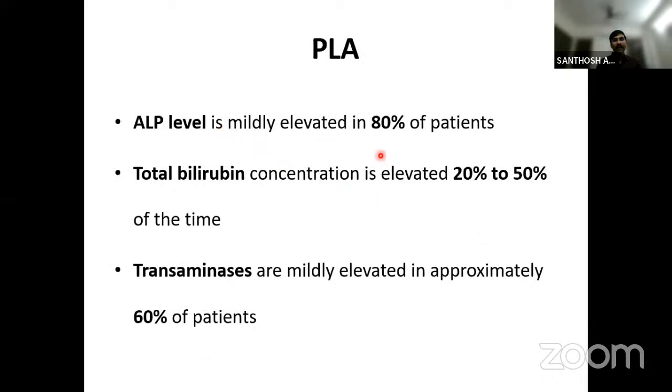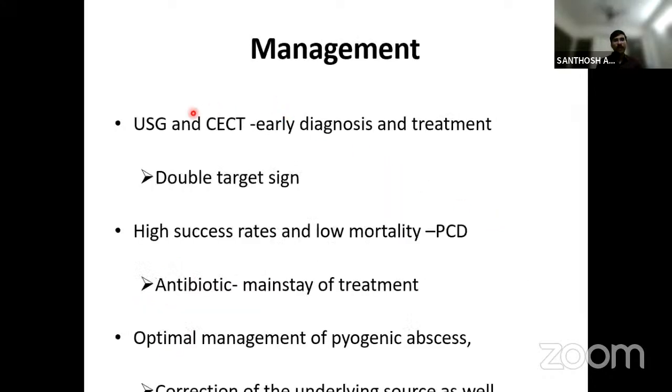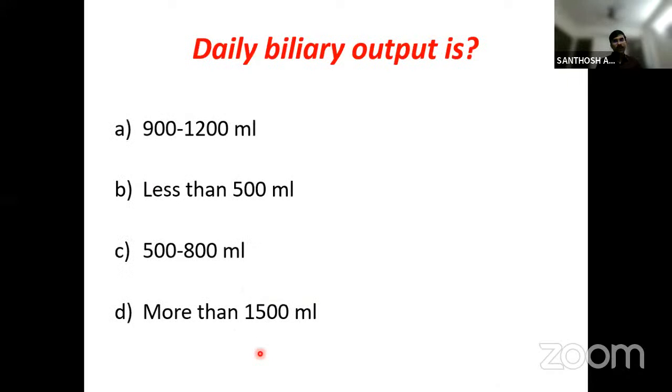ALP level is mildly elevated in 80% of the patients, which is the most common biochemical change. Bilirubin change is the least common, and transaminase elevation is seen in 60%. So 80% ALP, 60% transaminases, only 20% bilirubin. Diagnosis is with USG and CECT, double target sign, and there are high success rates with PCD and low mortality. Correction of the underlying cause also has to be seen.